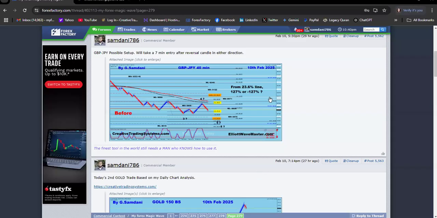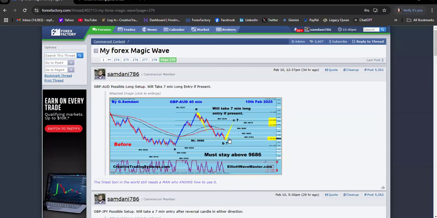I posted on, for example, this one. See, pound Aussie, I said, okay, this thing, first, this one, so I'm not going to go too far back. But I posted on the 10th yesterday that this thing is going to bounce from here and go to the upside. And then I even wrote here, these are Forex Factory, by the way, right? So pound Aussie, possible long setup, possible. It may drop more, right?